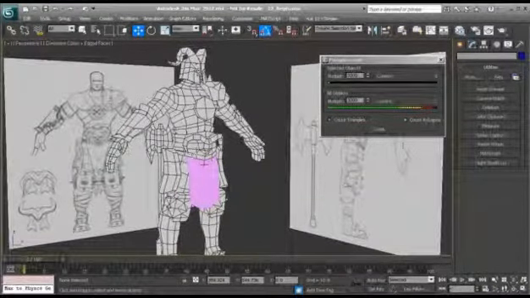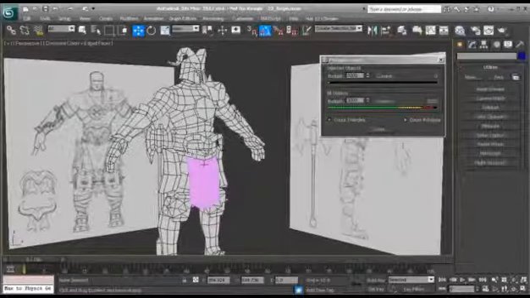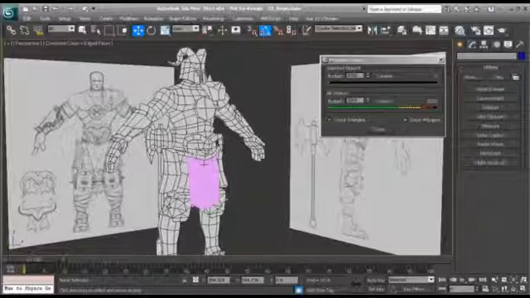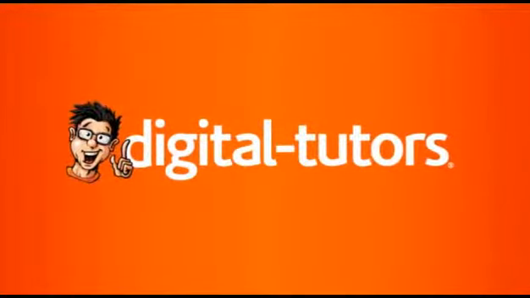But in our next lesson, what we're going to do is take a look at how we can optimize our game characters without really sacrificing any of our actual geometry that we would really need for deformation if this was going to be animated. So I'll see you in the next lesson.